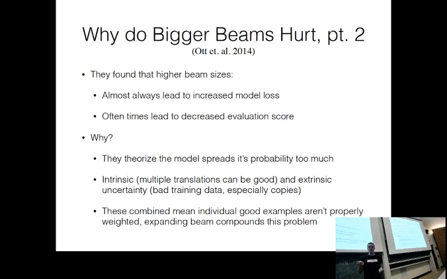So the justification for why it's spreading its probability too much was twofold. First of all, there was sort of an intrinsic thing. If you're doing machine translation, oftentimes there'll be multiple good translations. But there's also sort of an intrinsic uncertainty, which came from bad data preprocessing. They looked at WMT in specific, and they found that in the English and maybe German dataset, something like 1% of the sentences had the source sentence copied directly to the target sentence.